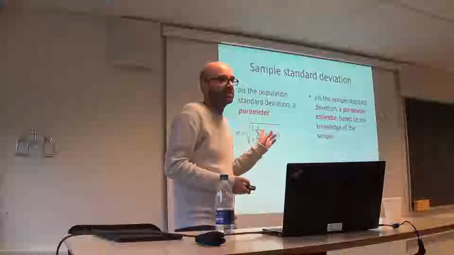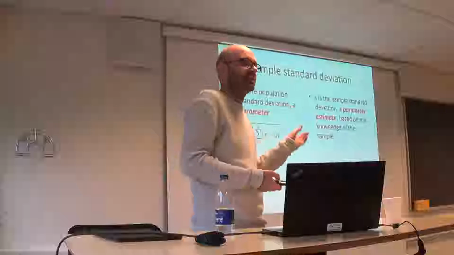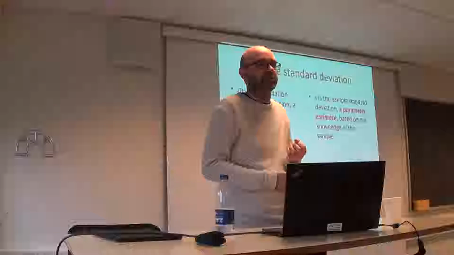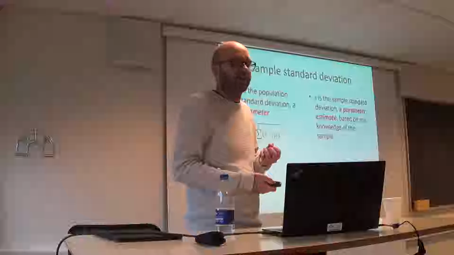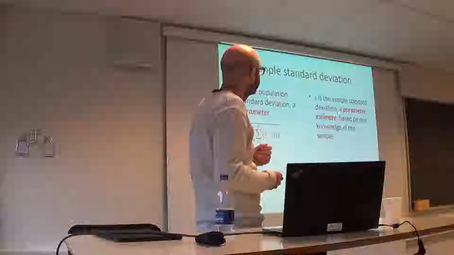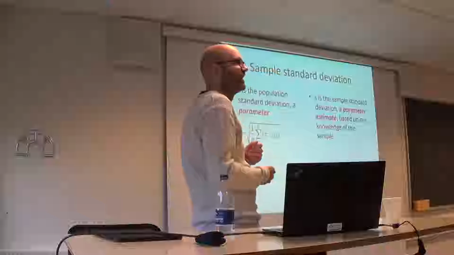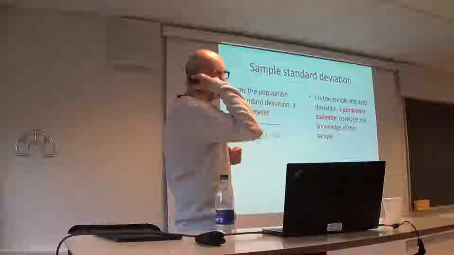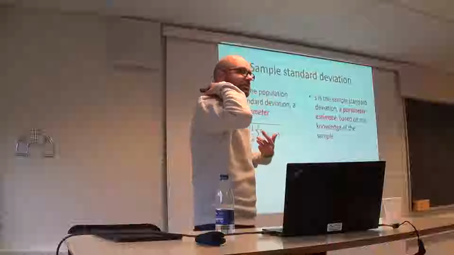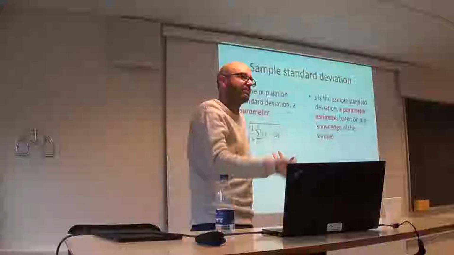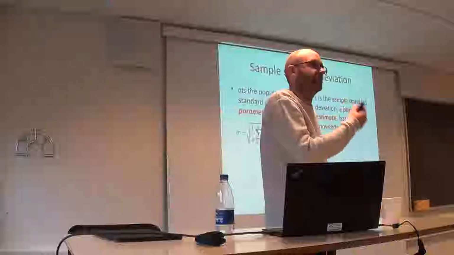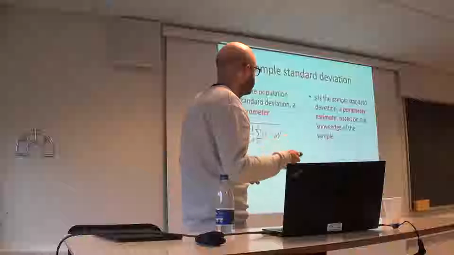S, which is helpful, because it's not a Greek letter, it's from our alphabet. So S is the sample standard deviation. It's a parameter estimate, just like before. It's based on our knowledge of the sample, which we're going to use to make an inference or a guess about the population. That has a different formula.